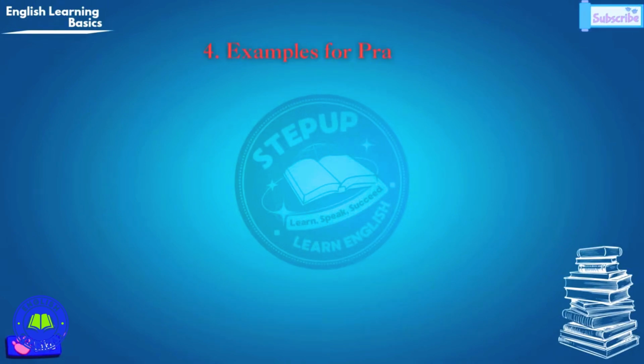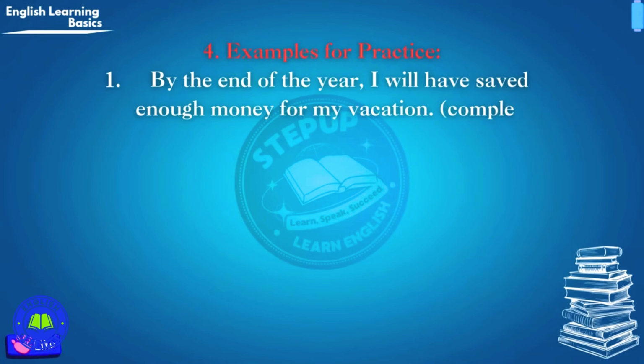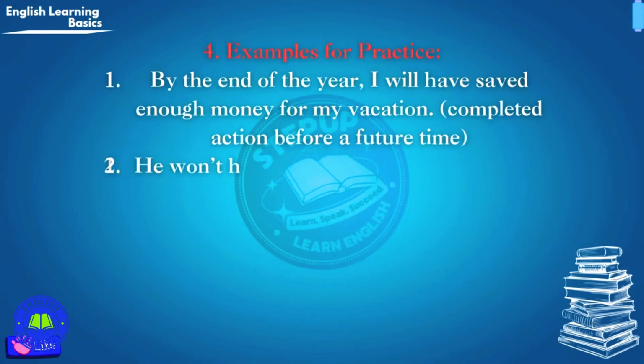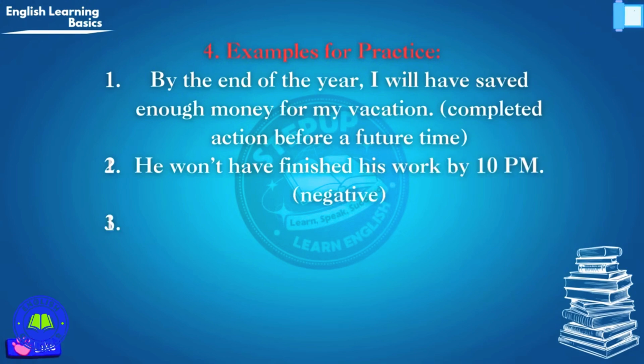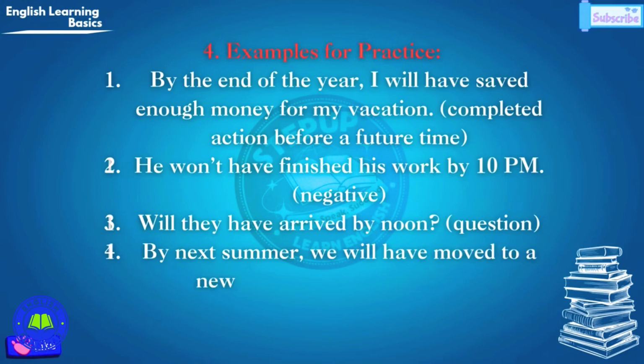Four. Examples for practice. 1. By the end of the year, I will have saved enough money for my vacation. Completed action before a future time. 2. He won't have finished his work by 10 p.m. Negative. 3. Will they have arrived by noon? Question. 4. By next summer, we will have moved to a new house. Completed action.